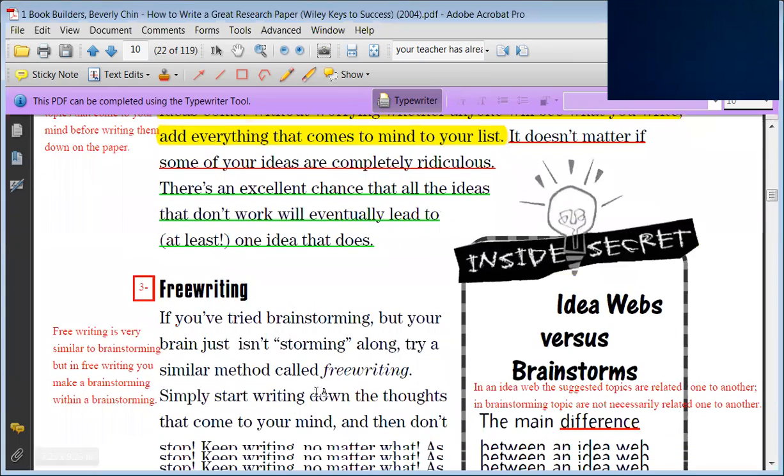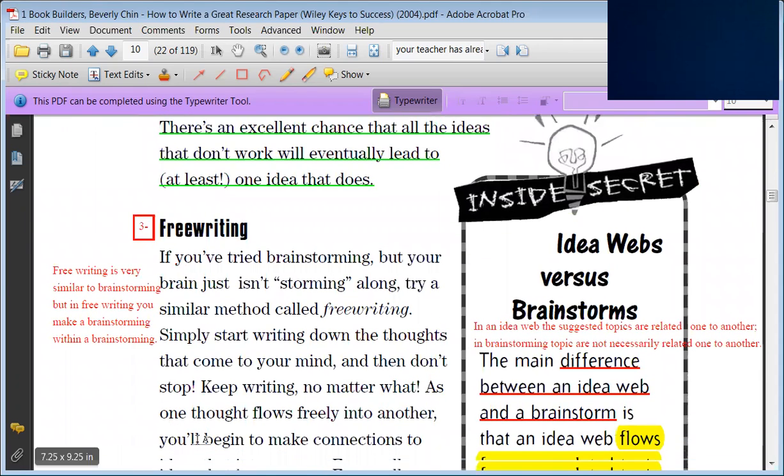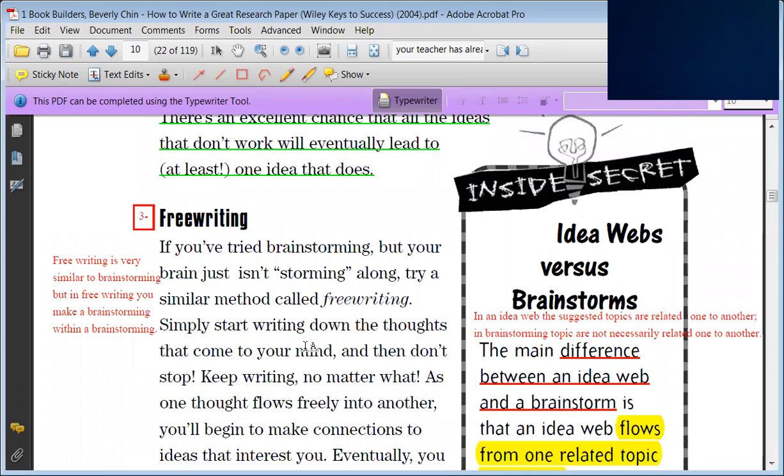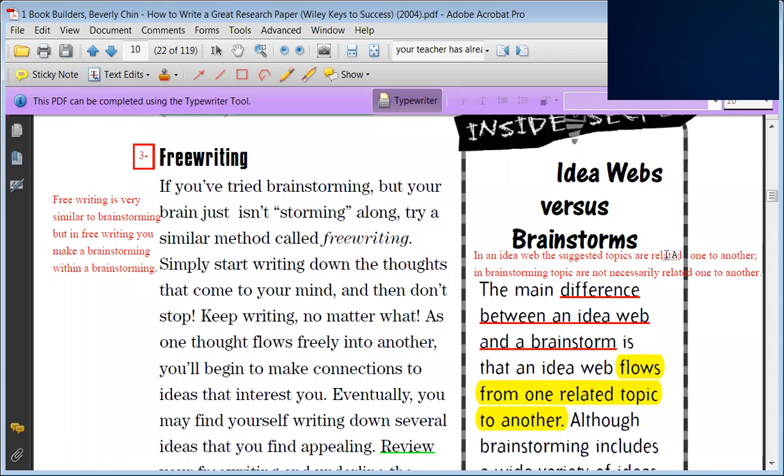Free writing, I've just mentioned the free writing. Just continue writing and then try to find something useful in the piece you have written. Here we have the main difference between idea web and brainstorming. In the idea web, we have a topic in the center and related topics that are written around it.